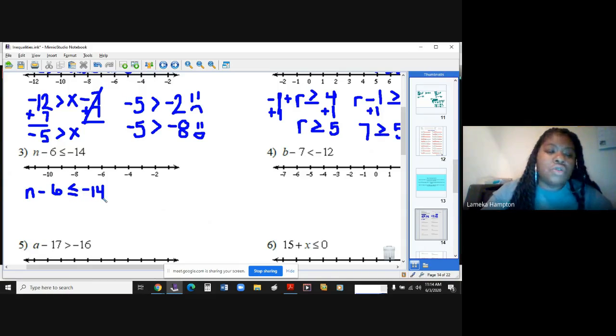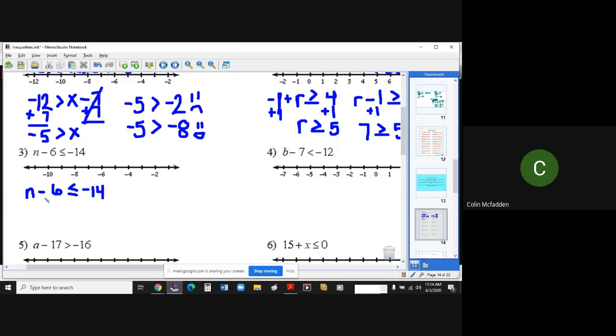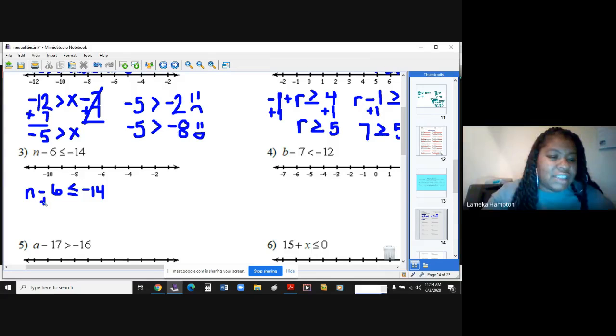All right. So remember, you have to ask yourself, what kind of problem is this? Based on our sign, this is a subtraction problem. So what does that tell me? I have to do what? You gotta add 6 on both sides. I got to add 6 on both sides. Excellent job, McFadden. Okay. So when I do that, I know that that cancels out. And that's going to leave me with n is less than or equal to -8.